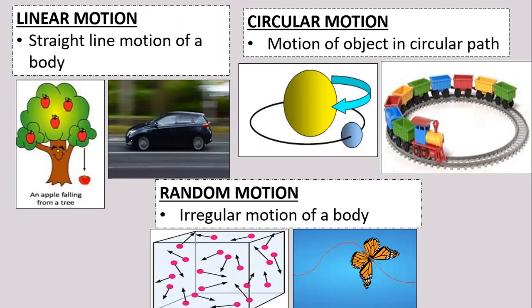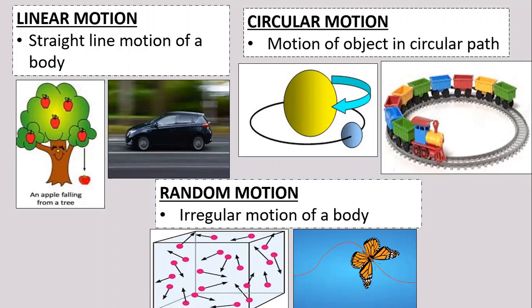Linear motion is motion of a body in a straight line. For example, a car moving on a straight road, an apple falling straight on the ground. Important point to note is that the path is straight. Circular motion is a motion of object in circular path. For example, revolution of Earth around the sun, motion of toy train on its track, motion of cycle while taking a turn on road. All of these examples are of circular motion. Important point to note, path is curved.